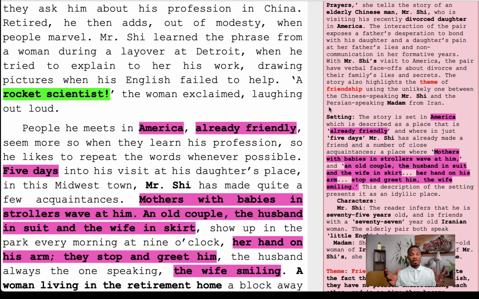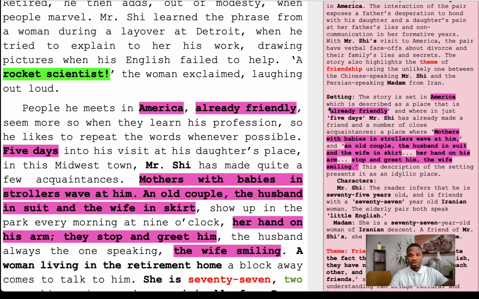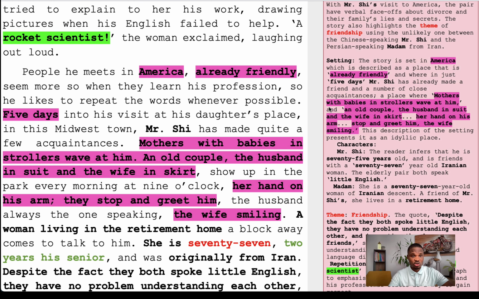Now, the description of America this way shows it as a very idyllic place, a place where someone can make friends quite quickly. And Mr. Chi actually does. He makes friends with Madame, and we see the couple that I mentioned there, and also the exchange he has in the first paragraph of the story with the woman he met at a layoff in Detroit. So he sees America as a place that is idyllic. Later on, we are going to see the economic benefits of America. Madame says, for example, that her sons are making good money. Mr. Chi is also happy that his daughter is making good money as well.